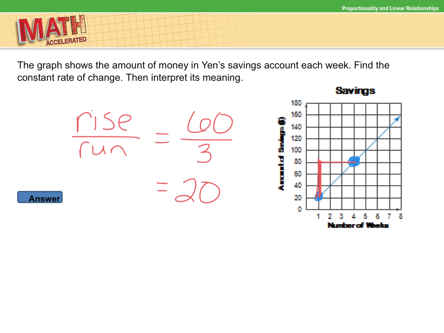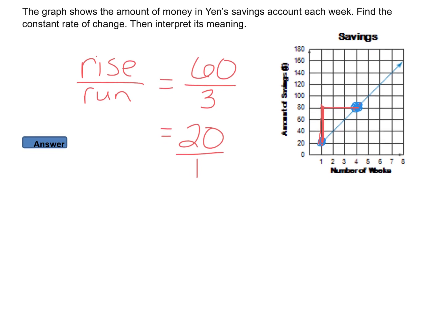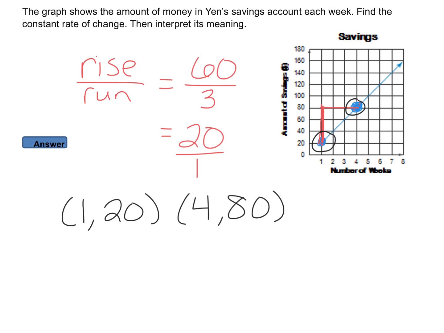But when some people ask me, well, why is it 20? We don't even have a run or anything now. Remember, this is also 20 over 1. Okay, but it's just 20. Now, what if we weren't given the graph? Let's practice what we would do with coordinates. Okay? Someone tell me the coordinate of that first one. This one right here. 1, 20. What's the other one? 4, 80. Now, we're going to use that slope formula that we did on the front side.